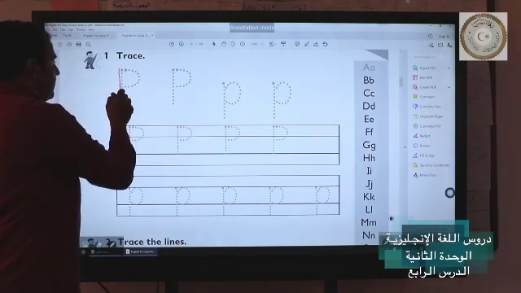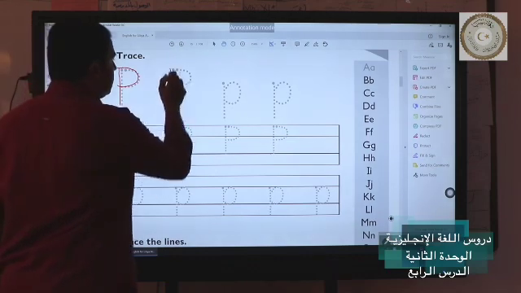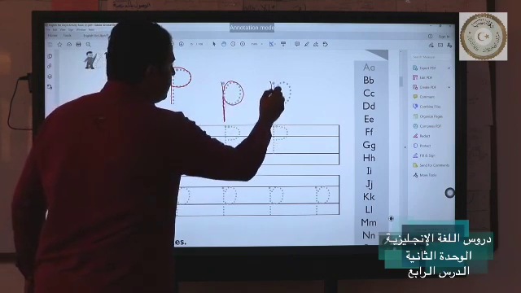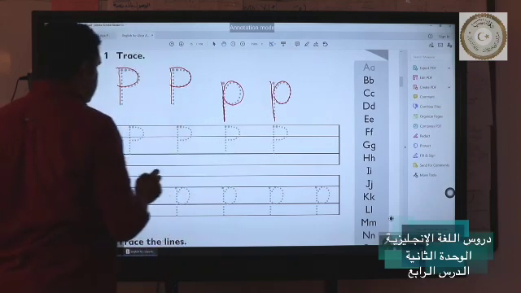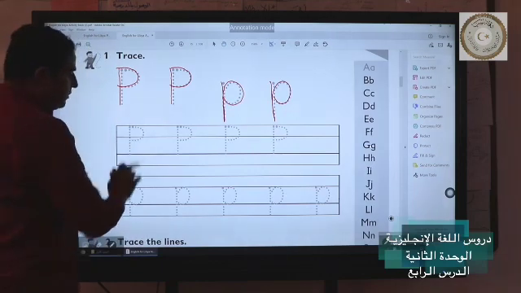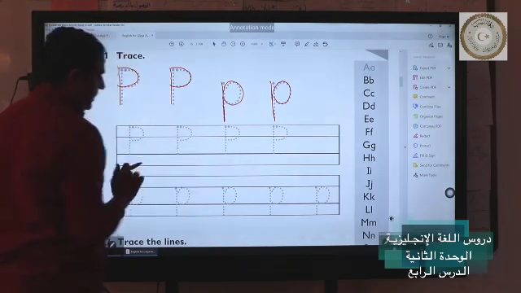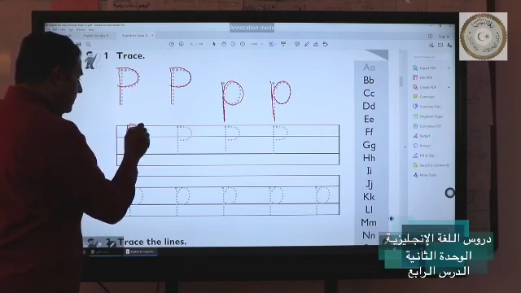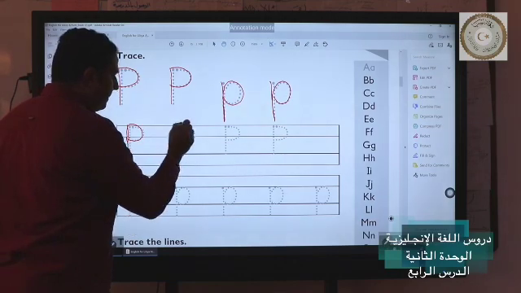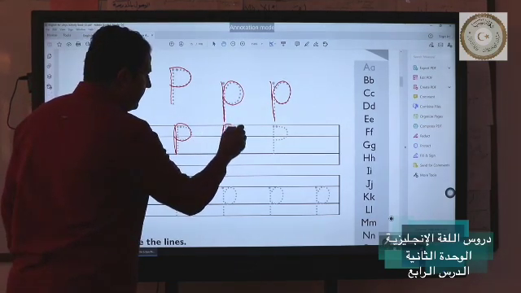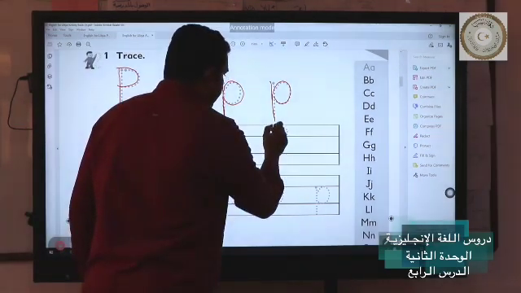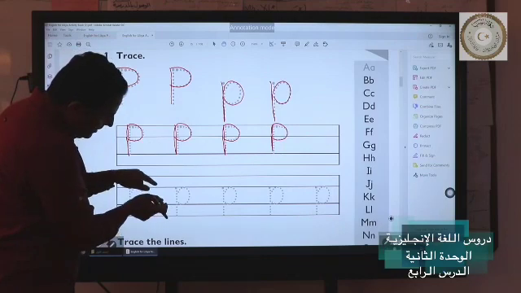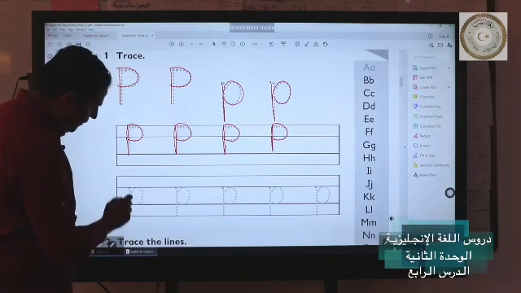So we start from here. This is for capital P. And this is for small p. P as a sound, and P as a letter, okay. So now this is for capital, and the small line, the big line, and the second small line. Look here, we start from the small first line, or up line. Look at where the small p goes. Does it start at the small top line? No. It starts at the middle big line and goes down to the small bottom line, okay? So it's like this.